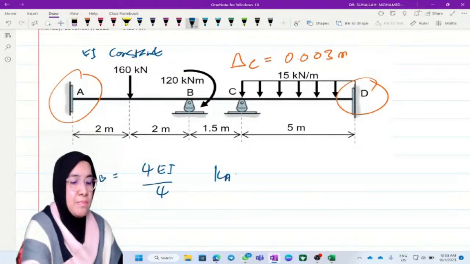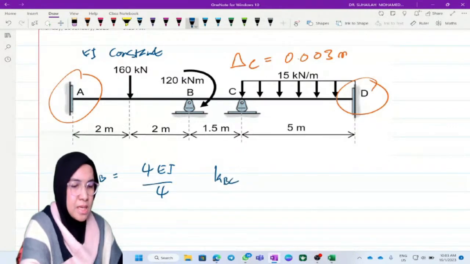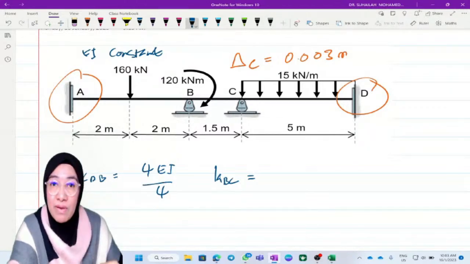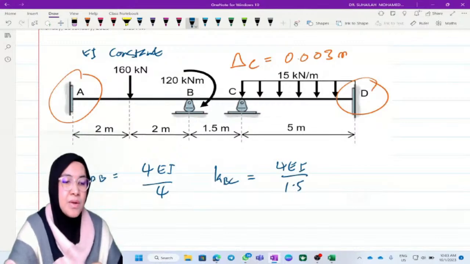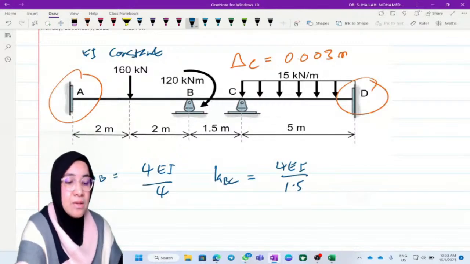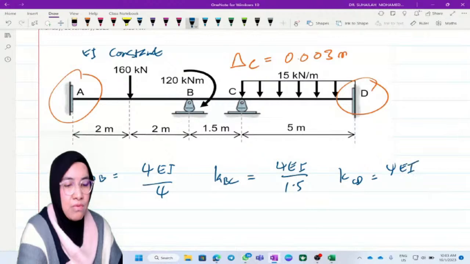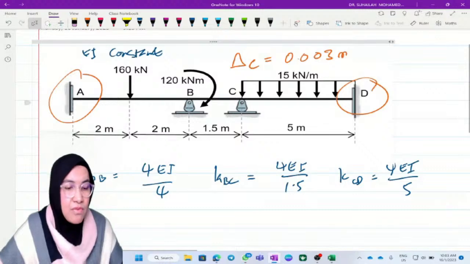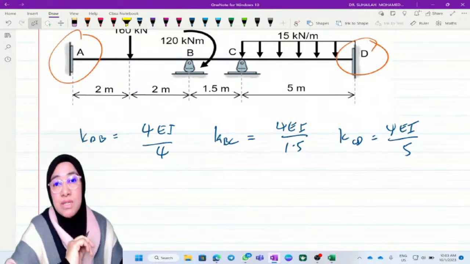And then we have KBC for member BC. For member BC, we have 1.5 length, so we still use 4EI divided by L, where L is 1.5 here. And then we have CD with 5 meter length. So we also use K equal to 4EI over L, which is 4 divided by 5. So we use this stiffness factor to calculate the distribution factor.